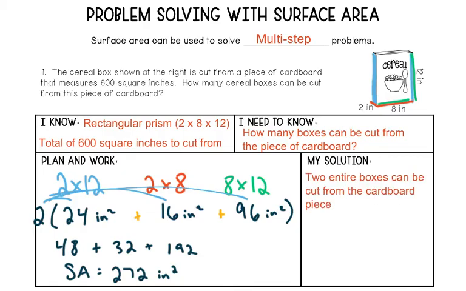All right, so you should see that you can cut 2 entire boxes from that giant 600 square inch cardboard piece. I know that because I can take the surface area of one cereal box and double it and get 544 square inches. But I can't make 3 because after that, I would have more than 600. I don't have that much cardboard in total. So at that point, you need a new sheet of cardboard. So this is my final answer.